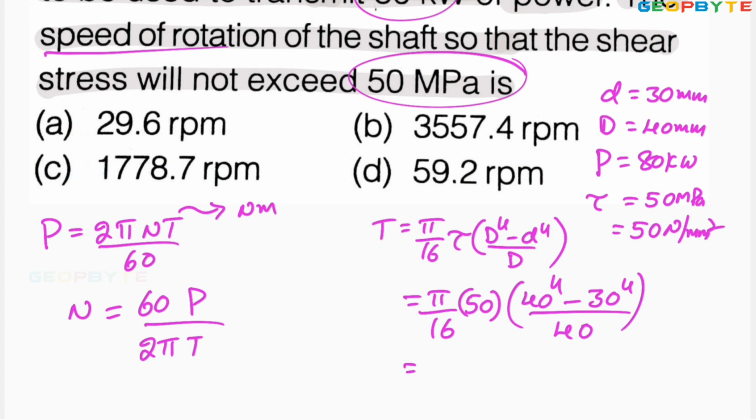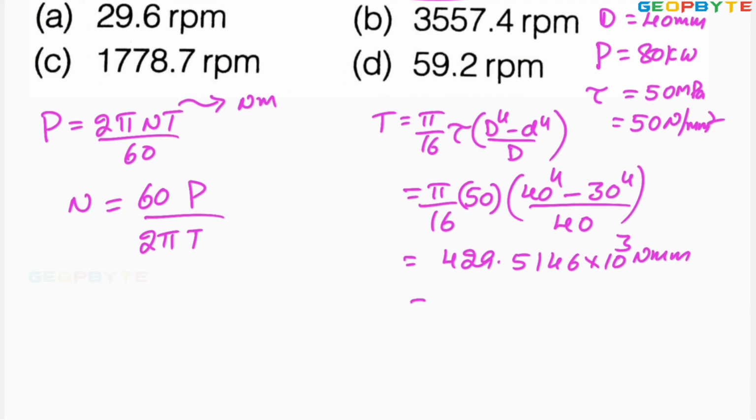For getting the T, 429.5146 into 10 raised to 3 Newton mm. But it should be Newton meter. 429.5146 Newton meter. That is the torque.